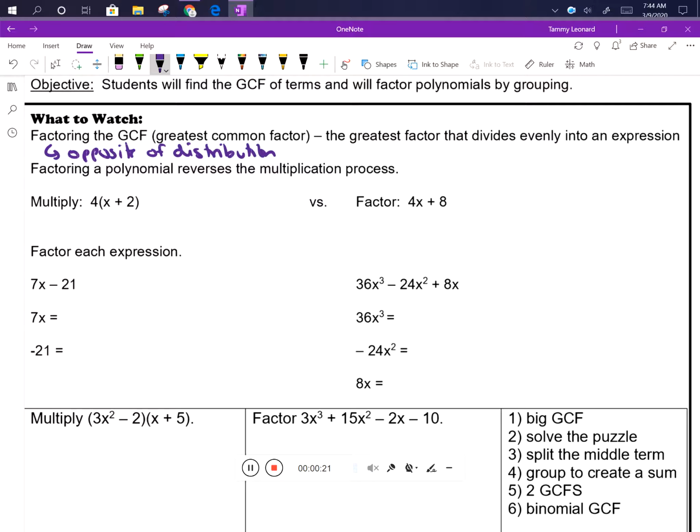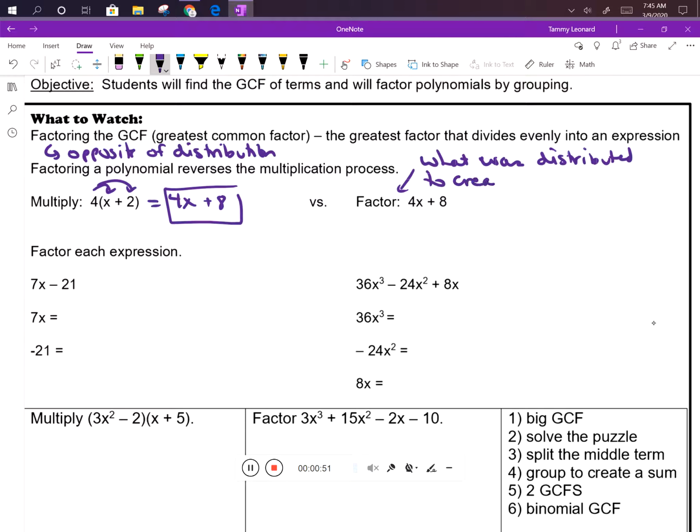This says, okay, 4 times x plus 2. We've done that before. We know that means distribute. So the 4 multiplies the x to become 4x, and the 4 multiplies the 2 to become positive 8. And so that's multiplication. When we have that answer, 4x plus 8, and we're asked to factor it, we're being asked what was distributed to create this answer or create this expression.